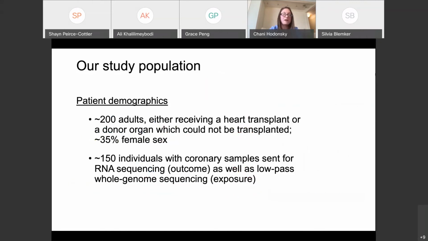So this becomes where I talk about our study population finally. My PI, Clint Miller, was able to obtain tissue samples from 200 adults who either received a heart transplant or were intending to donate their heart after death and could not be transplanted. It's approximately 35% female, and about 150 individuals actually ended up being able to pass QC for RNA sequencing as well as genotype data.